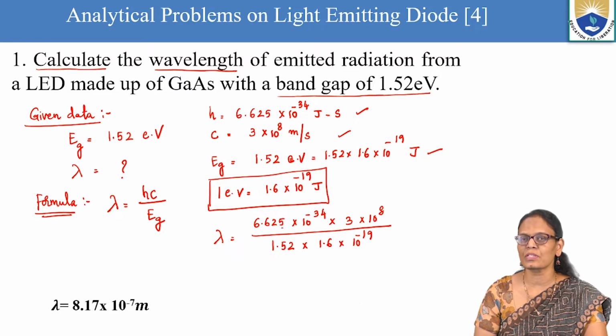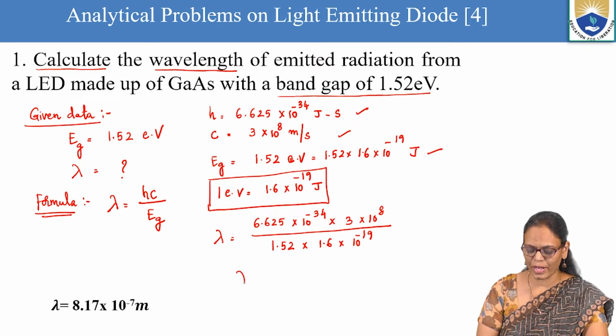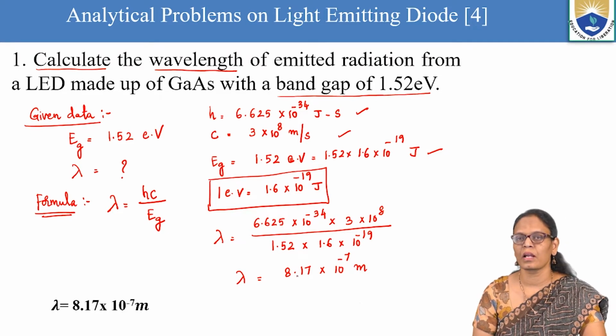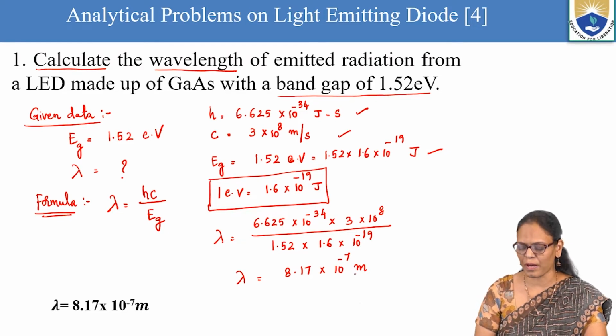You can use your scientific calculator to simplify this, and we get the value of lambda as 8.17 into 10 power minus 7 meters.